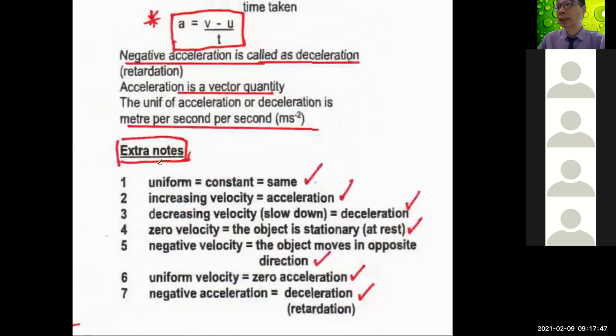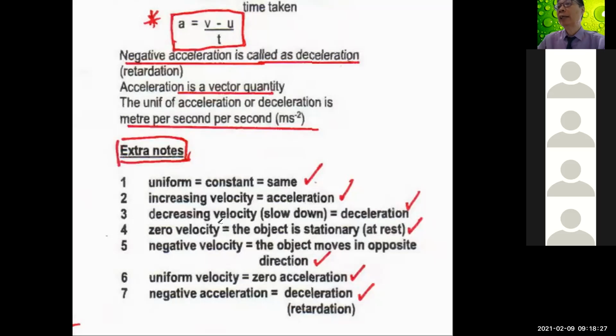First, when you see the word uniform or constant, that means same. Uniform speed, constant speed, or same speed all have the same meaning. Increasing velocity, the velocity getting higher and higher, means accelerate. So remember, the moment the question says velocity increasing, it means accelerate. Number 3, decreasing velocity is slowing down, getting slower and slower, so it decelerates. Make yourself very clear about this.